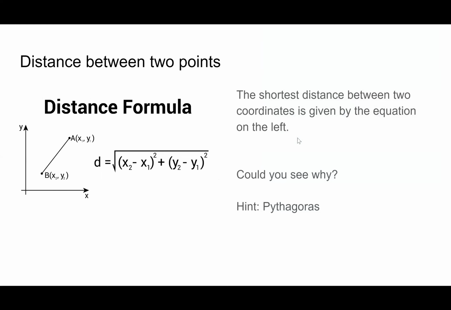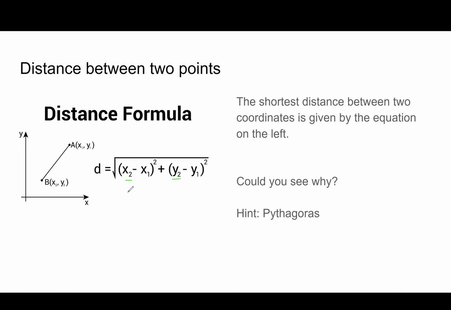Okay, so the distance between 2 points is given by this formula. The shortest distance between 2 points is given by the equation on the left, and in this diagram here, x2 and y2 correspond to point B, and x1 and y1 correspond to point A. So can you guys see why this formula is true? I'll give you guys 1 minute to think. Okay, if there are no questions, I'll just move on. Well, no, actually, I'll show you guys why this formula is true.